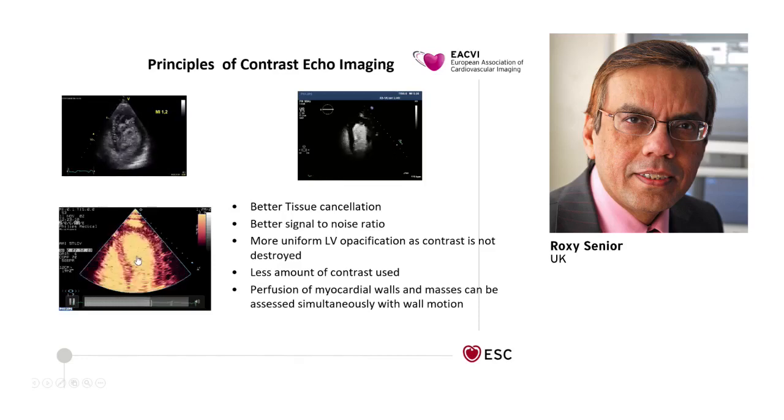But in the low MI setting, as you can see here, which is a contrast-specific setting, the tissue cancellation is better, and because the tissue cancellation is better, the signal-to-noise ratio of contrast is much better. There's a more uniform opacification of LV from apex right up to the base, and the amount of contrast that you use is much less than in the other settings, and you can assess perfusion, and therefore you can assess also any mass in terms of whether it is perfused or not.